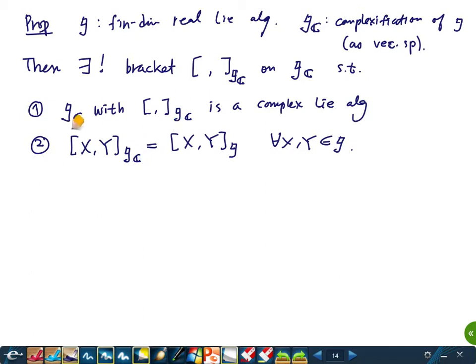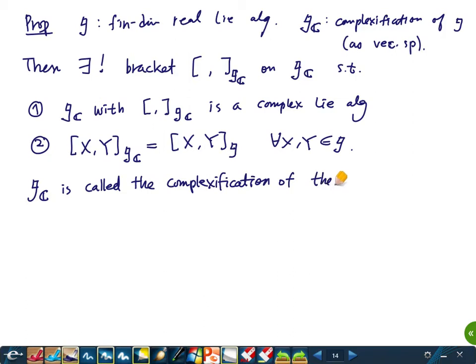So after giving this Lie bracket, now this is called the complexification of the real Lie algebra g. So there's no problem. We have a real Lie algebra. You can just make it a complex one. It's a unique way in this sense.